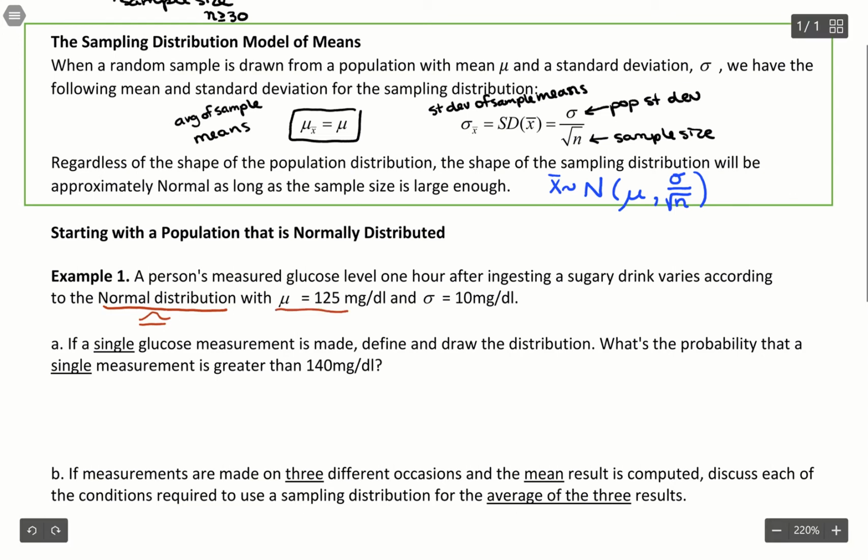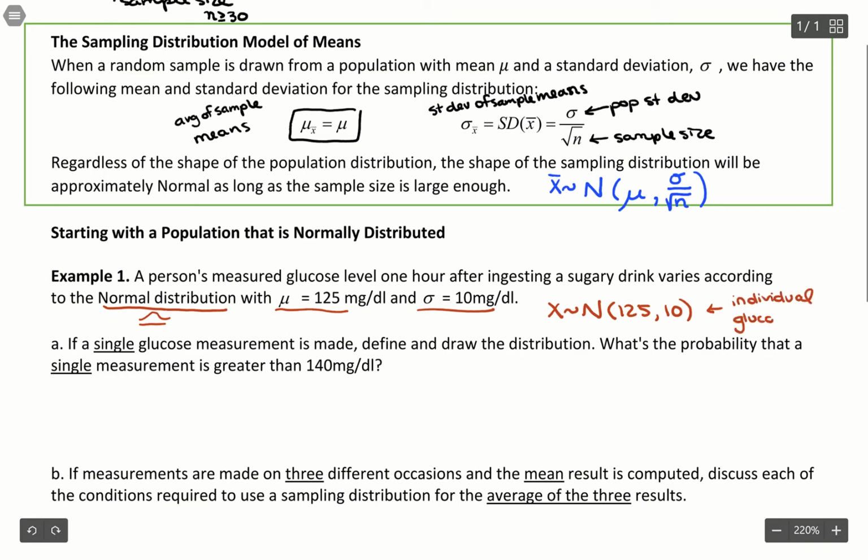And then they tell us the mean, and they tell us the standard deviation. So with that, this curve that they're describing here, that's bell-shaped, centered at 125 with some standard deviation of 10. This description is for individual glucose levels.